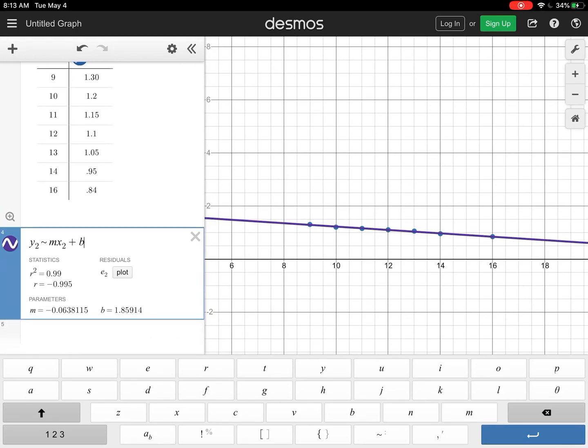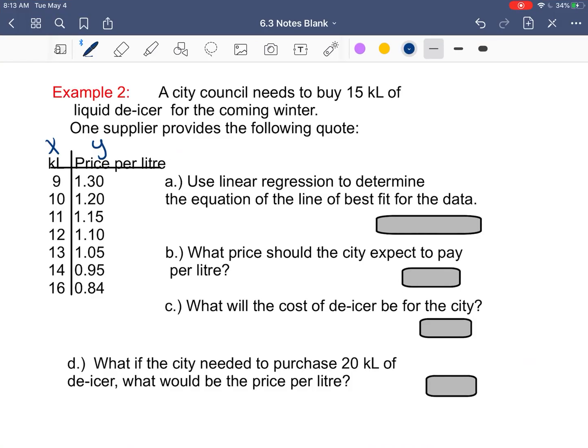It's given me my M, it's given me my B. I'm going to go back to my notes. So based off of that, y equals negative 0.063811 x plus 1.85914. So what price should the city expect to pay per liter?